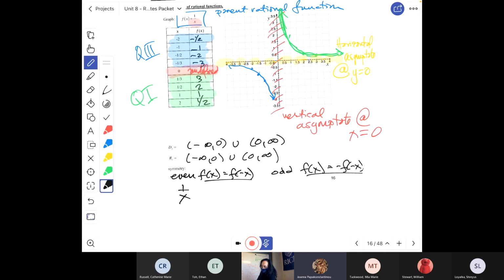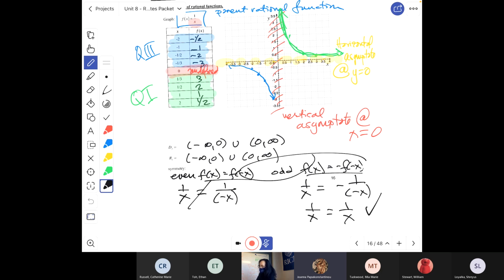F of x is 1 over x. F of negative x is 1 over negative x. Are those the same? No. Come on now. 1 over x equals negative 1 over negative x. Look what happens there. Minus a minus becomes plus, it is odd.